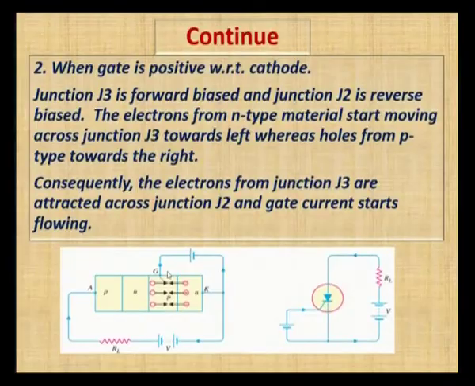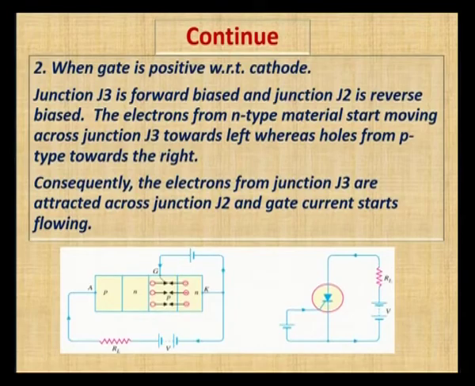breakover voltage. Next we move to another condition, when the gate is positive with respect to cathode. The first condition we considered is when we are not going to give a gate voltage and when gate is open. Next condition, when gate is positive with respect to cathode, what happens? The positive terminal is connected to the gate and the negative terminal to the cathode, and remaining things are same. RL is connected across the anode, V is a supply voltage.